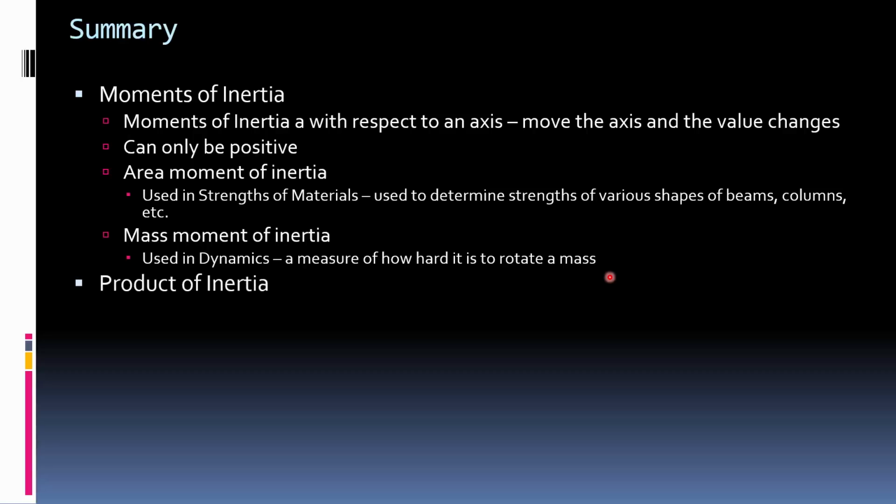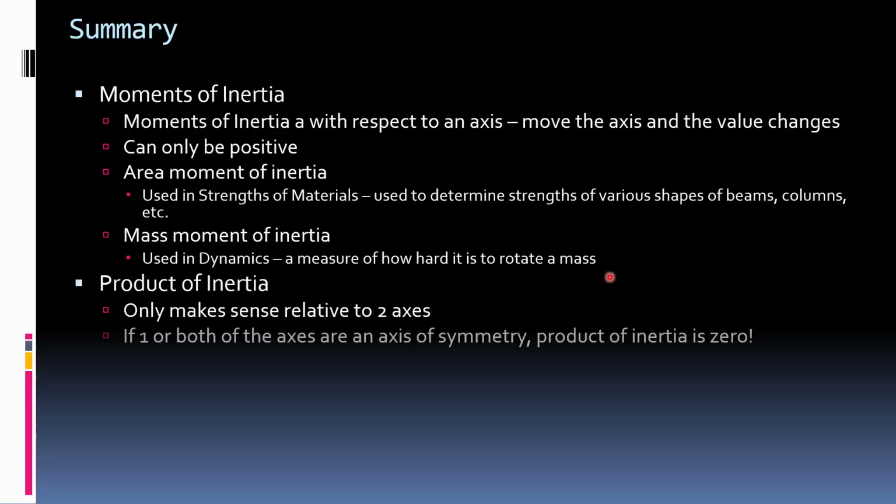We also talked about the product of inertia. The product of inertia is relative to two axes. Now, if one or both of the axes are an axis of symmetry, the product is 0. So don't make your life hard. Look at it. If it is symmetric, just call it 0 and call it a win. Walk away. Don't try to calculate things that you don't need to calculate.